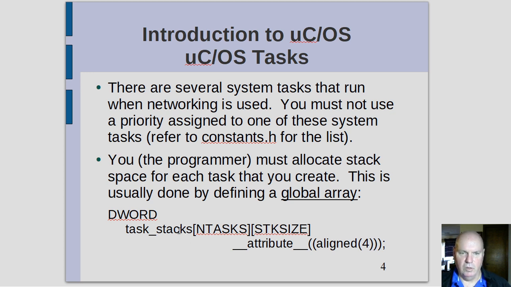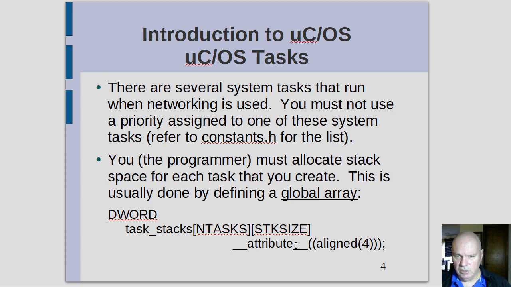Here I've called the array task stacks, and the dimensions of the array need to be the number of tasks that you're going to have. So if it's 2 tasks in your application, not including user main, so 2 tasks besides user main, this would be 2, and then the stack size. And there's a recommended stack size, so we'll set this second dimension in our task array to that size.